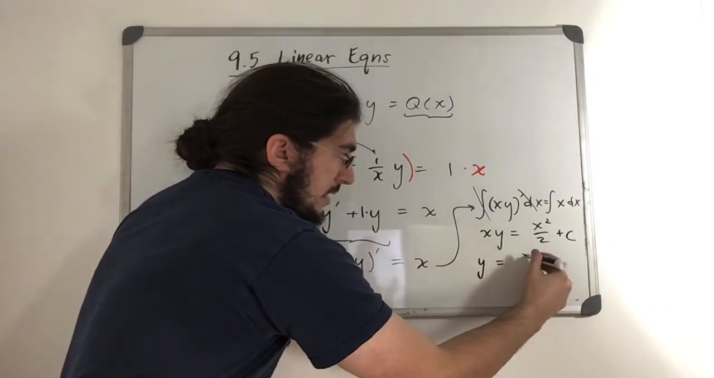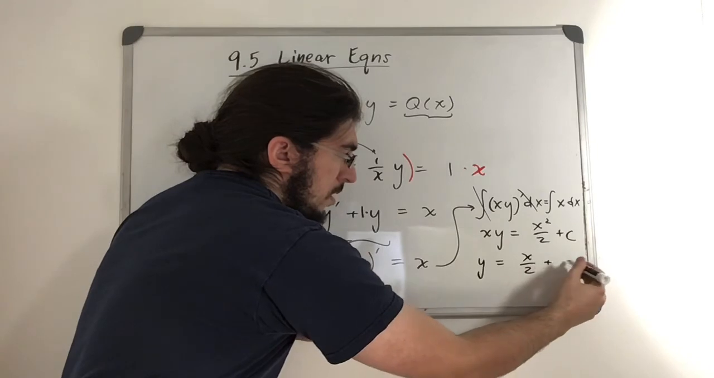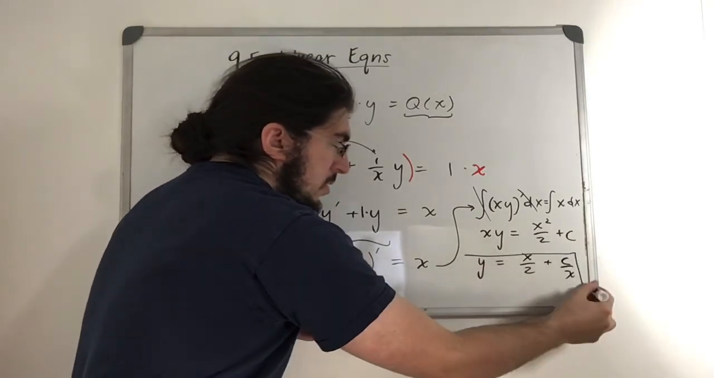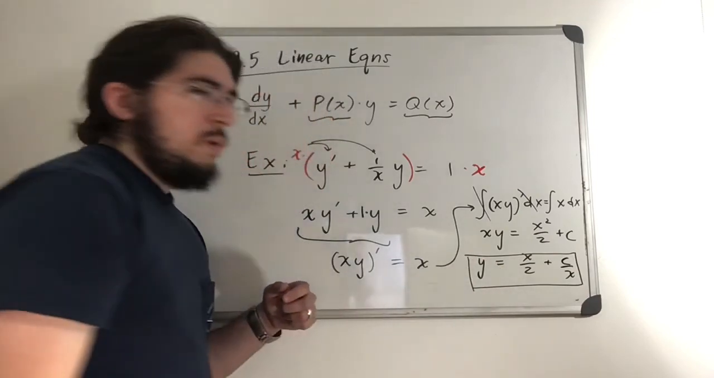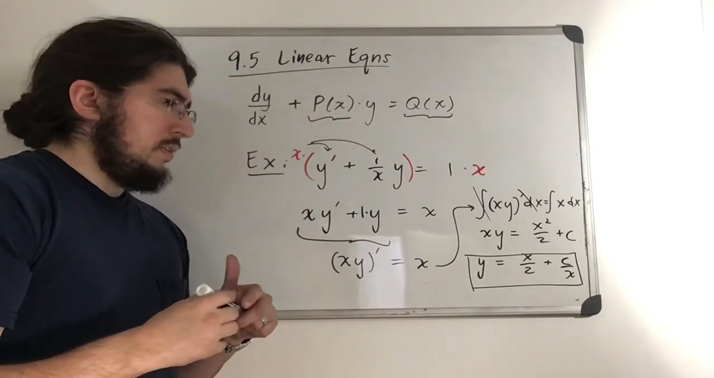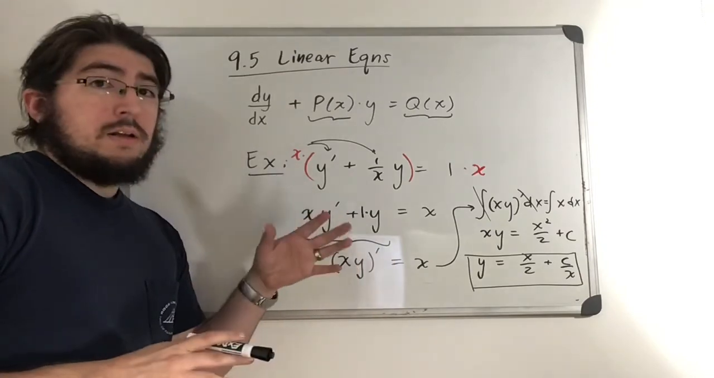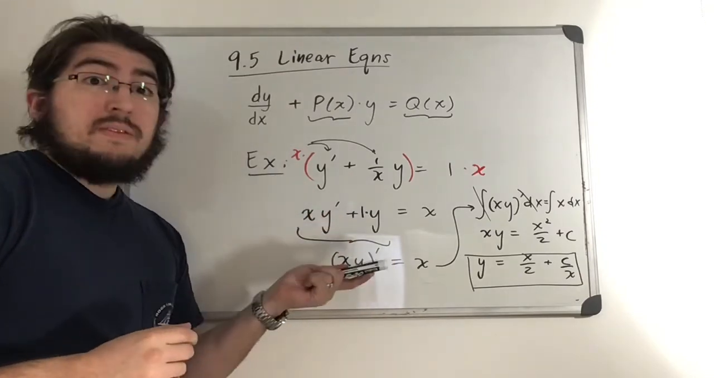So y is x over 2 plus c over x. And then of course you can solve for c using some initial condition or rewrite it in any different way you choose, and that's fine. But regardless, y is by itself and there are no derivatives anymore. So we've solved this differential equation.